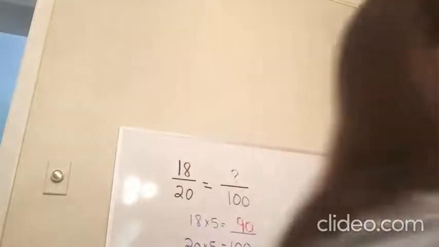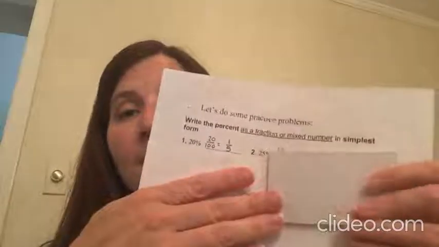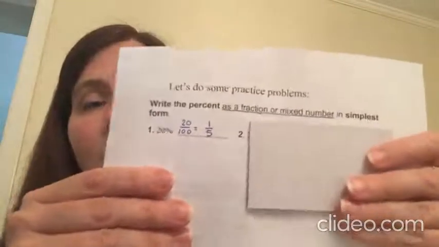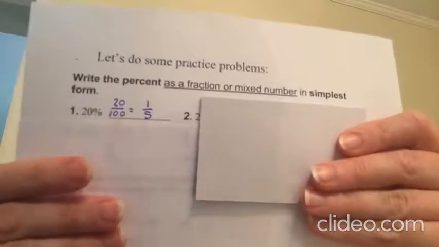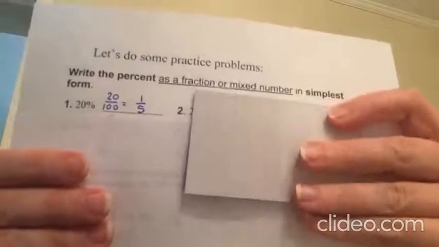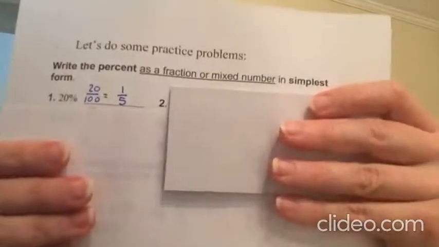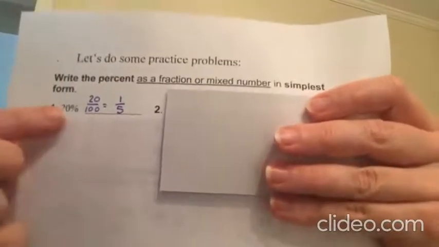Okay, our last work page. Hopefully these pieces of paper all stick with me and don't start moving too much. All right, so we have some practice problems now. So we are going to write the percent as a fraction or a mixed number in simplest form. So number 1, we have 20%.